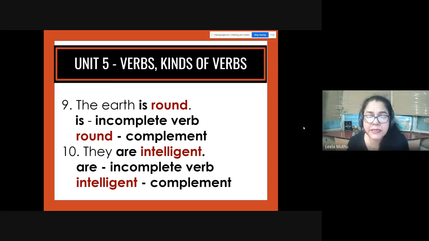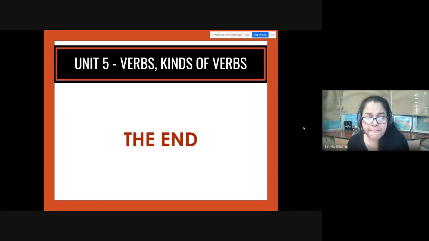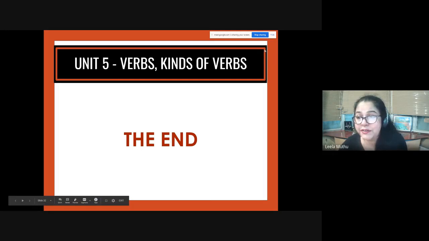Is is an incomplete verb. They are intelligent. They are. You have to add something, darling. Are is an incomplete verb without the word intelligent. They are intelligent. They are stupid. Not very nice. We'll just stick to intelligent. They are what? Intelligent. Are is incomplete unless you add the complement intelligent. Are is the incomplete verb in the sentence. And that is the end of this unit, unit 5.